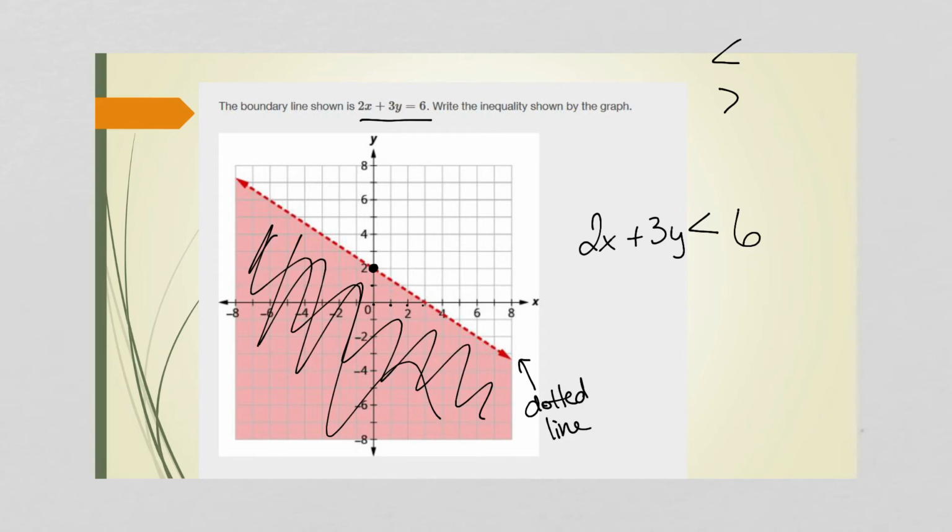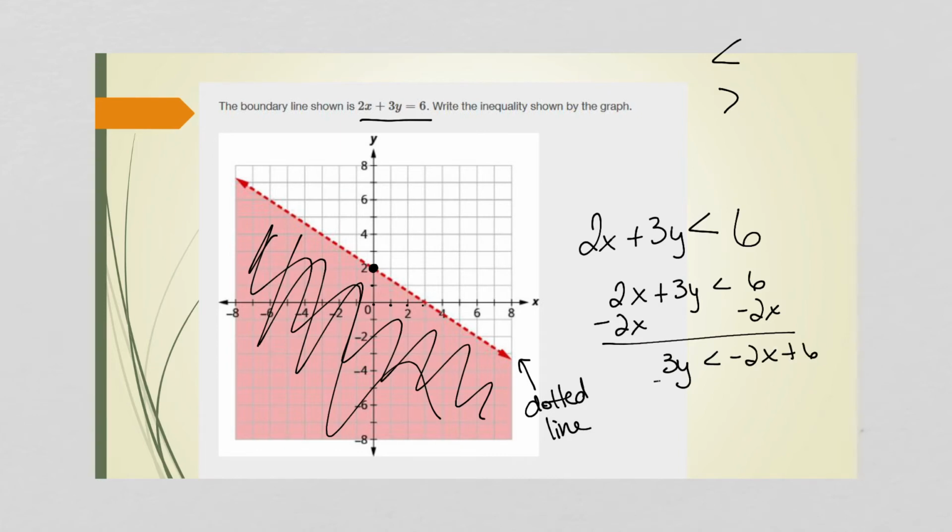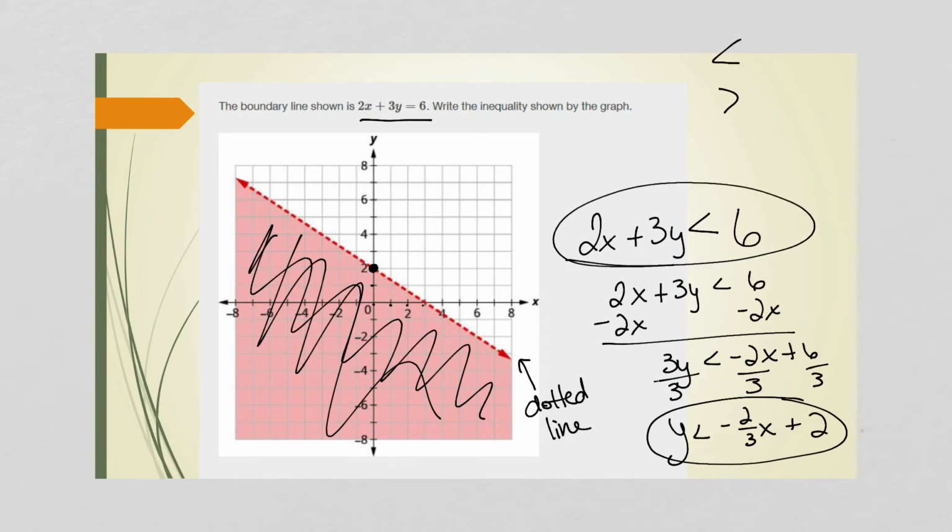Also, if you wanted to turn this into slope-intercept form, you could. And then divide everything by 3. So it doesn't really matter if it's written in standard form. This one is standard form. And this one is slope-intercept form.